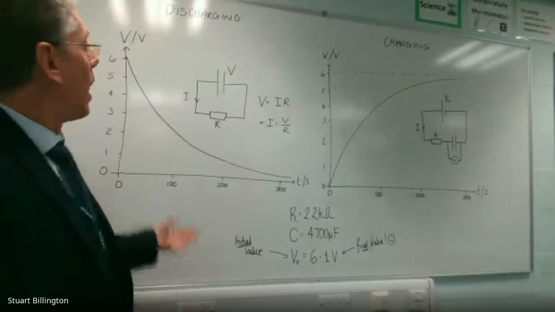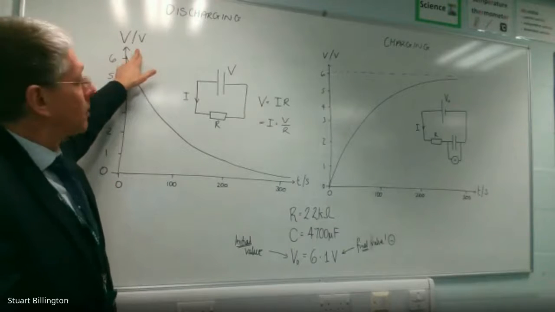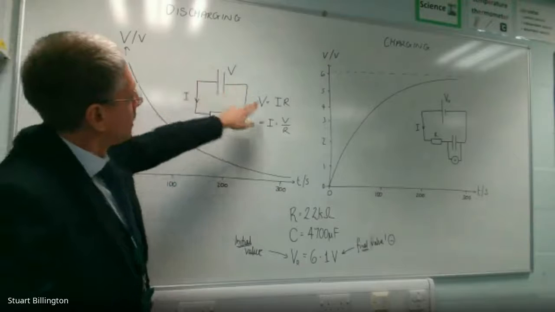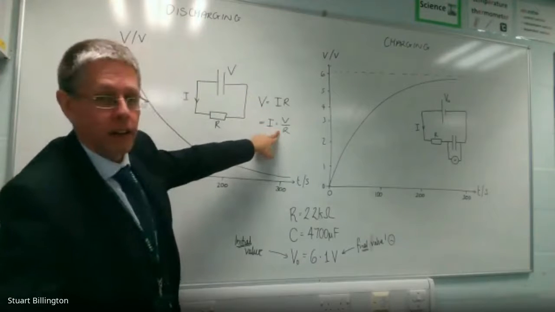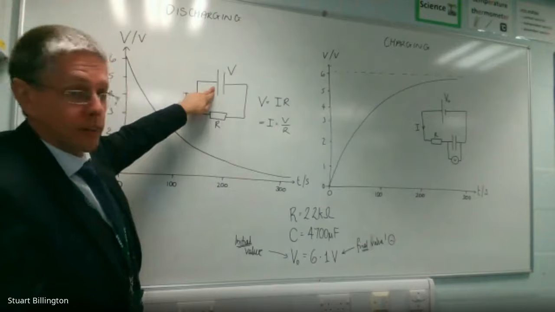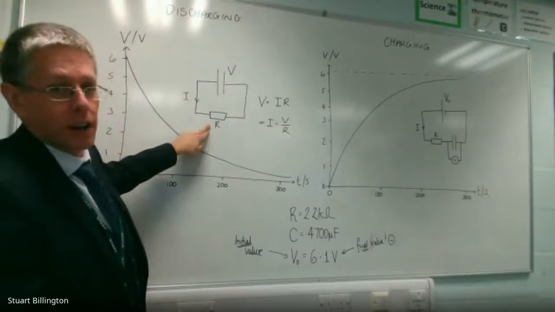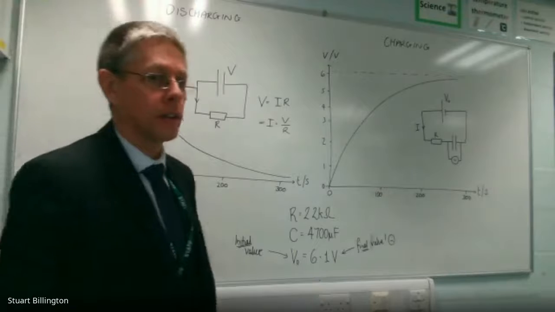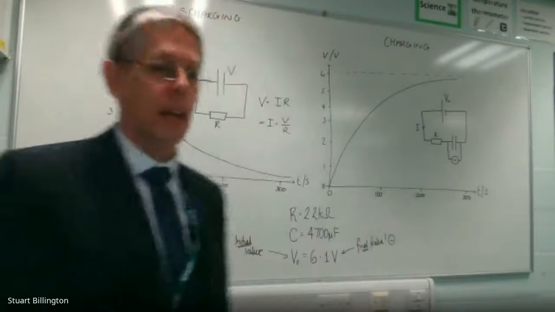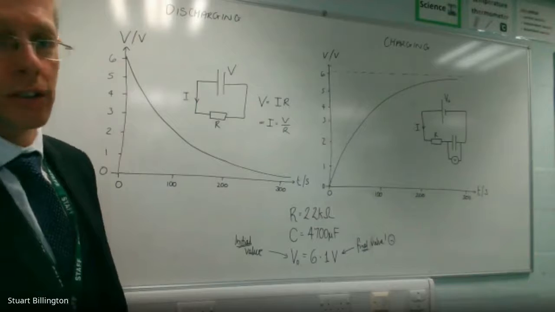Okay, so for the current graph, you should have drawn exactly the same thing, because as you just told me, I is just V over R, it's a multiple. And that's because we've got a capacitor, a potential difference V, and that's driving the current I through a resistor R. However, talk me through the mistake that you might make for the second graph.